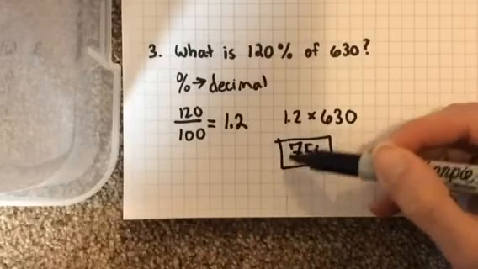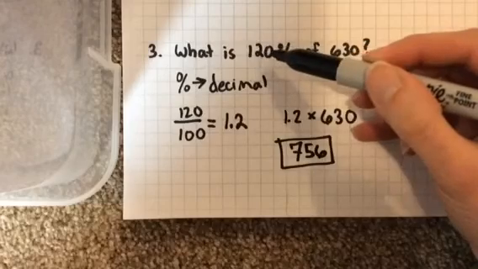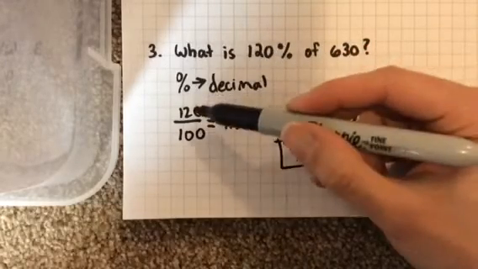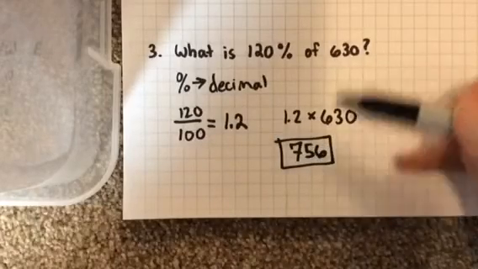Now we should have expected that our result is going to be bigger than the original number because 120%, or 120 out of 100, is more than what we had to begin with. So this should be more than our whole.